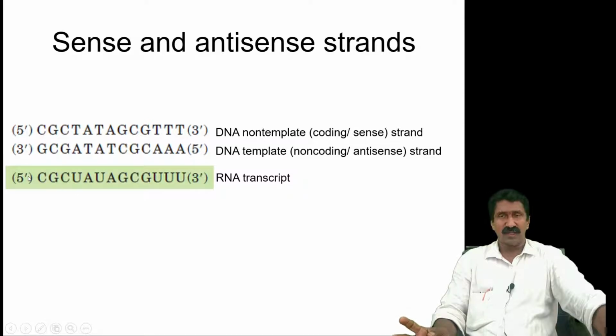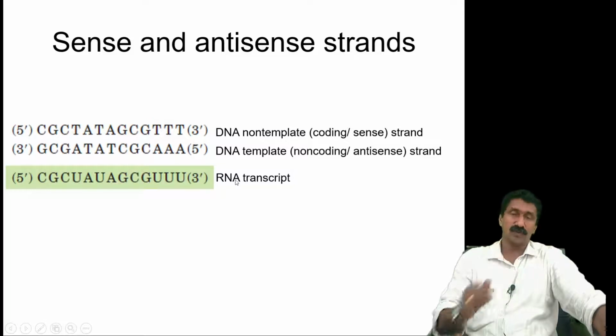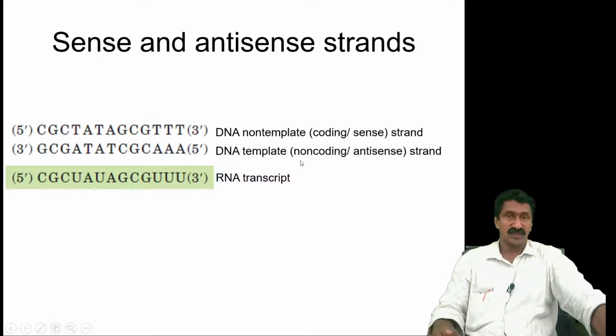So if you are arranging the RNA transcript on the left side like this, the DNA template from which it is copied will be in the opposite direction, that is 3' to 5'. So that DNA template, which is used for copying this RNA transcript, is known as the non-coding or antisense strand. So always keep it in mind that the non-coding or antisense strand is the actual template that is used for copying the RNA transcript.